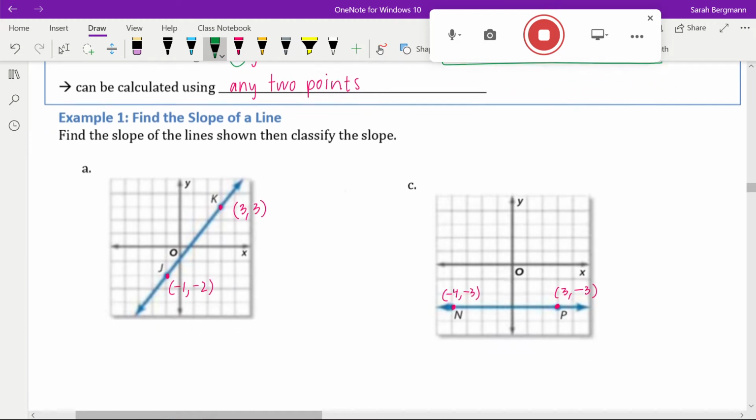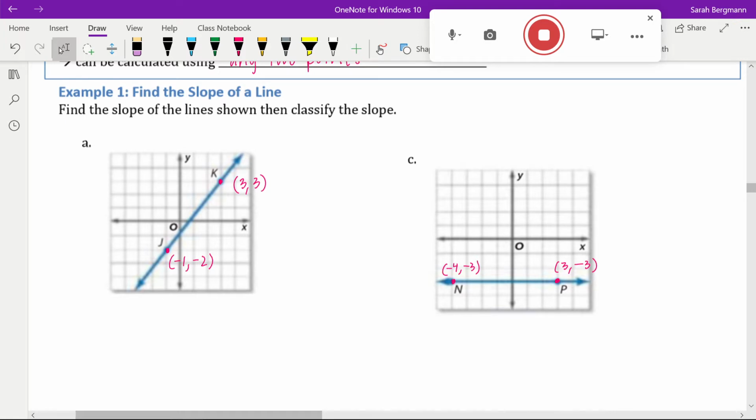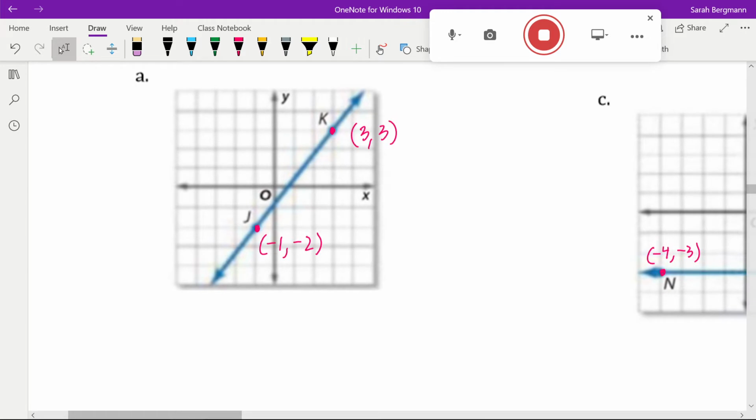Let's practice finding the slope of the line shown. So remember, we can do rise over run or change in y over change in x. So if you would like to do rise over run, all you need to do is count how far you go up from one point to another. So this goes up 5, and it goes over 4. So the change in y is equal to 5. The change in x is equal to 4. So the slope is equal to 5 over 4.